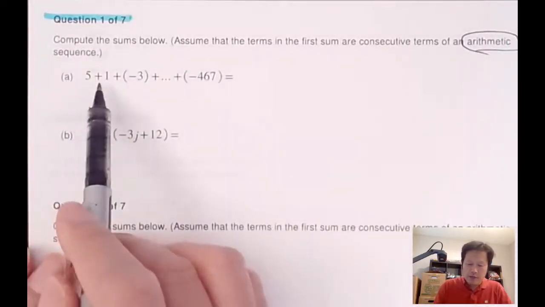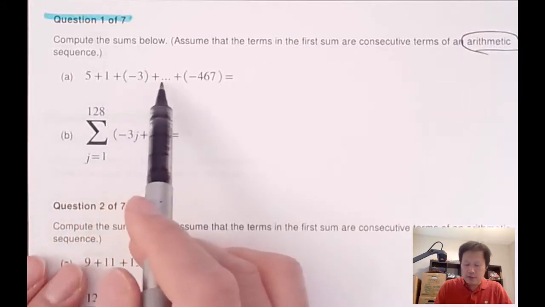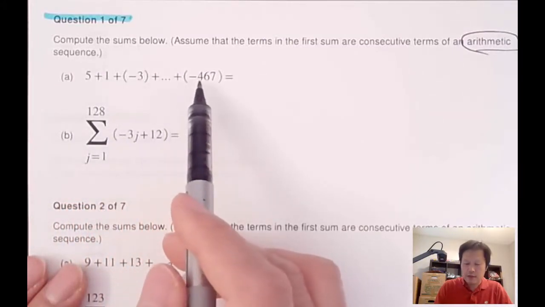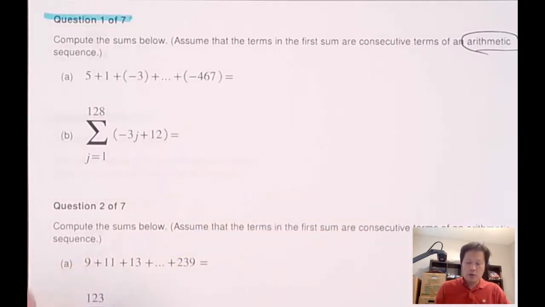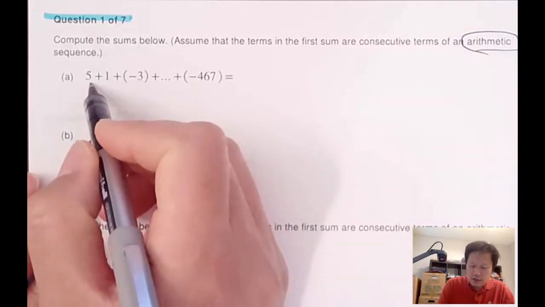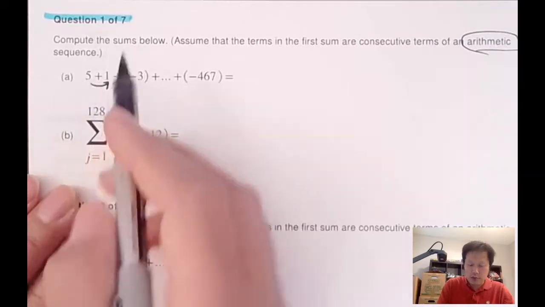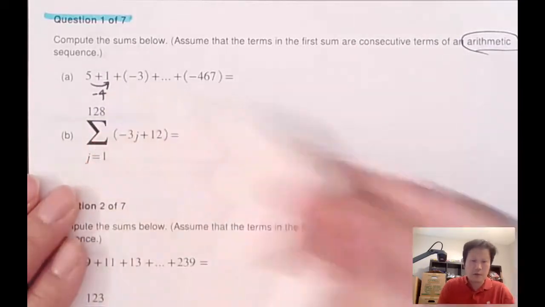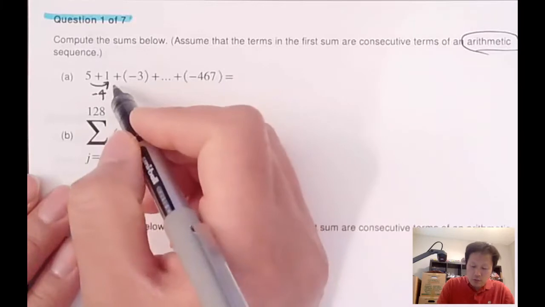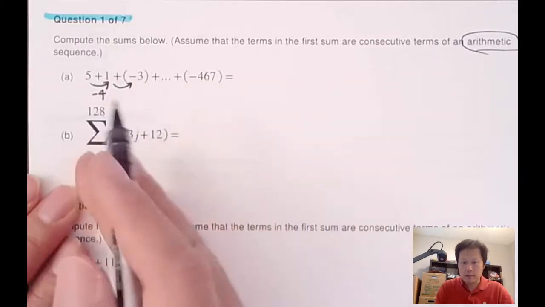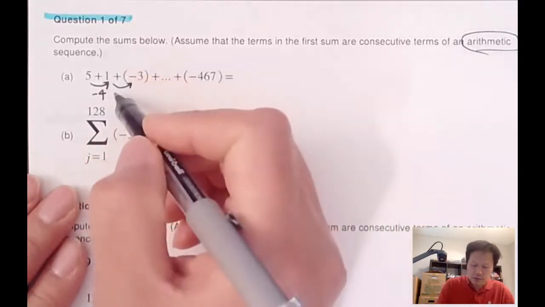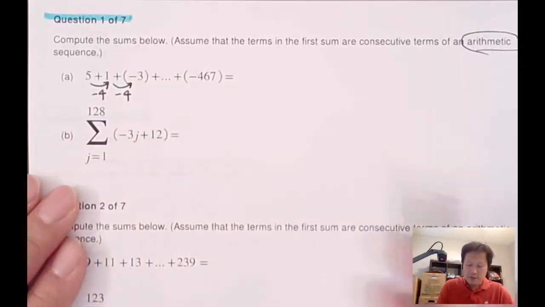5 plus 1 plus minus 3 plus dot dot dot plus minus 467 equal to, you need to find the summation. Since we know it is an arithmetic sequence, let's look at it. What are we adding here to get the next element? We're actually adding minus 4, which is the same as subtracting 4. What do we do to 1 to get minus 3? You are adding minus 4, which is the same as subtracting 4. What does that mean? That's a difference. Common difference is minus 4.